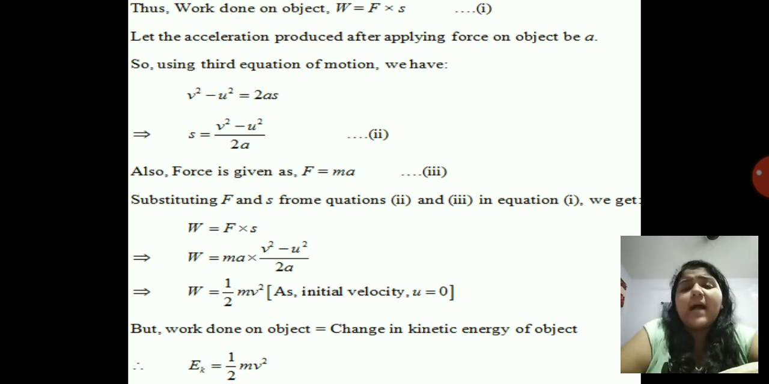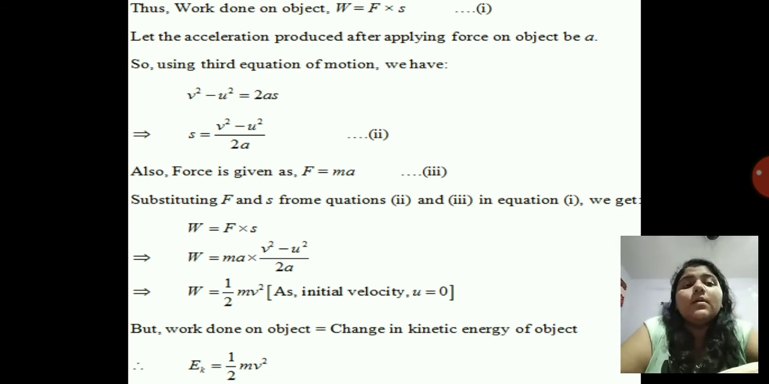Just try to write this derivation 2 to 3 times. You'll learn this very efficiently. There's nothing to learn in that, but you'll remember it immediately if you write it down 2 to 3 times. The key formulas you have to remember are the work done, the third equation of motion, and the formula of force, that is F is equal to ma. Only 3 formulas you have to remember in this kinetic energy derivation.